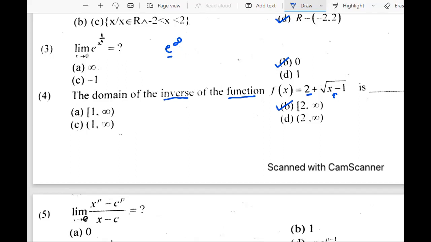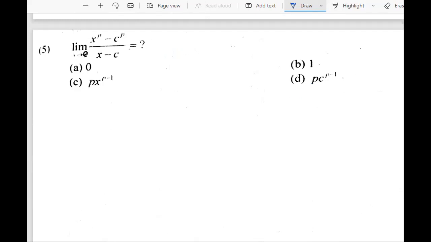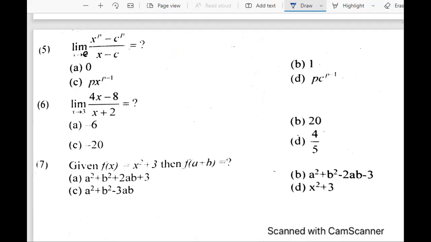Okay, let's talk about the next question. Now here we have the fifth question. Acha, so this is basically x going to c. This is not e, this is c. Acha, what do we have?